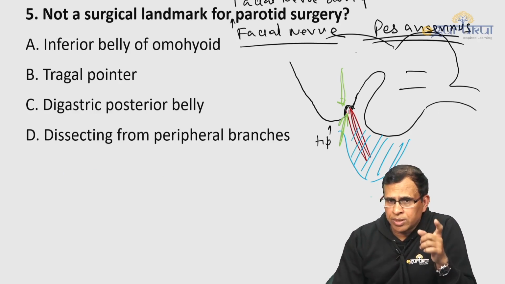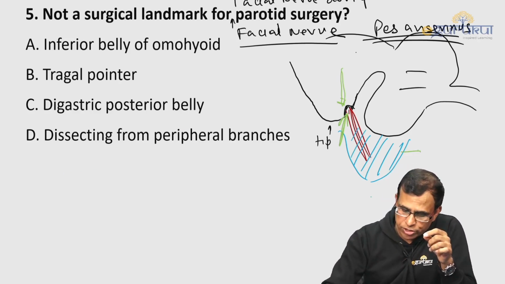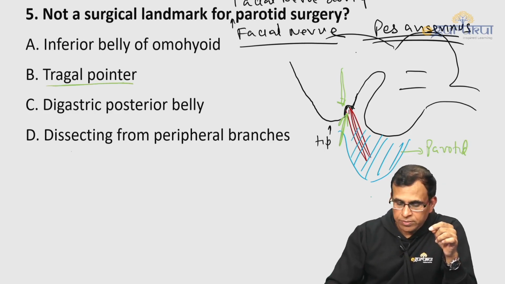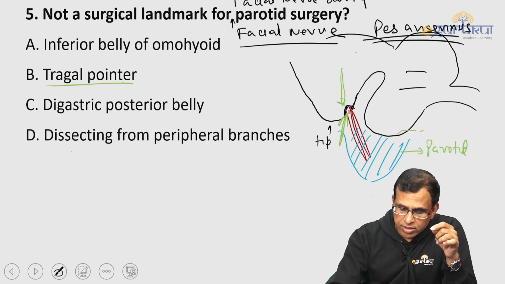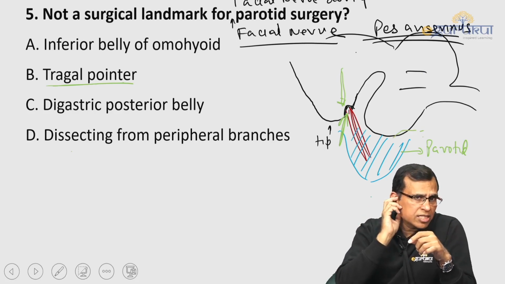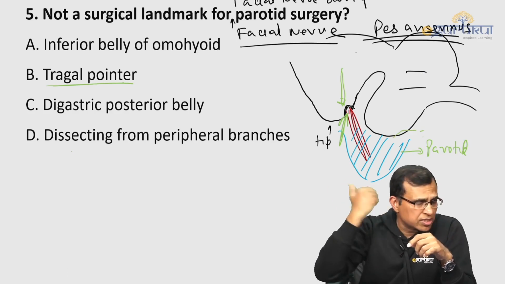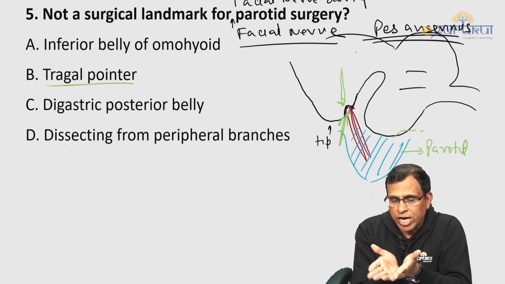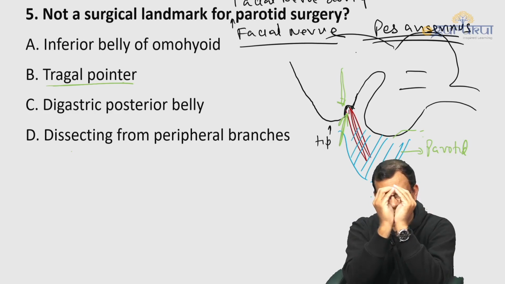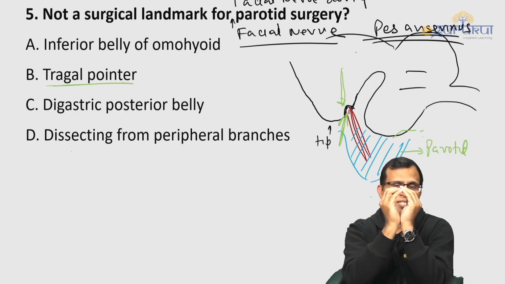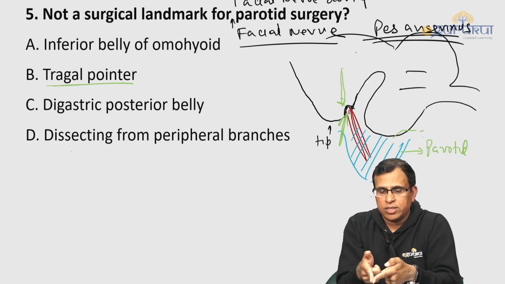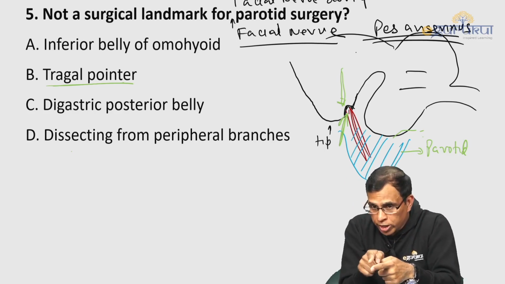But the most important landmark of the facial nerve during parotid surgery is the tragal pointer. This is the most important landmark, because the outer ear canal is made up of bone and cartilage. The outer part is the cartilage. The lower part of the cartilage of the canal is triangular. So the canal comes like this. When you see from the side, the canal is circular, but in the lower part it is triangular like this, and this triangle is pointed towards the facial nerve.